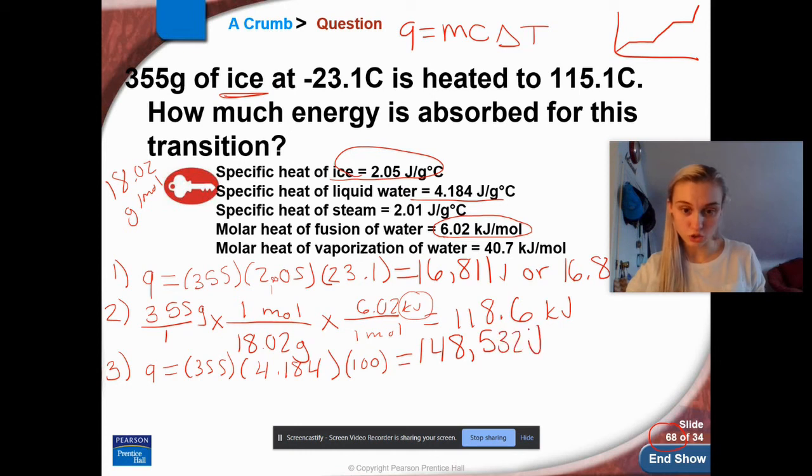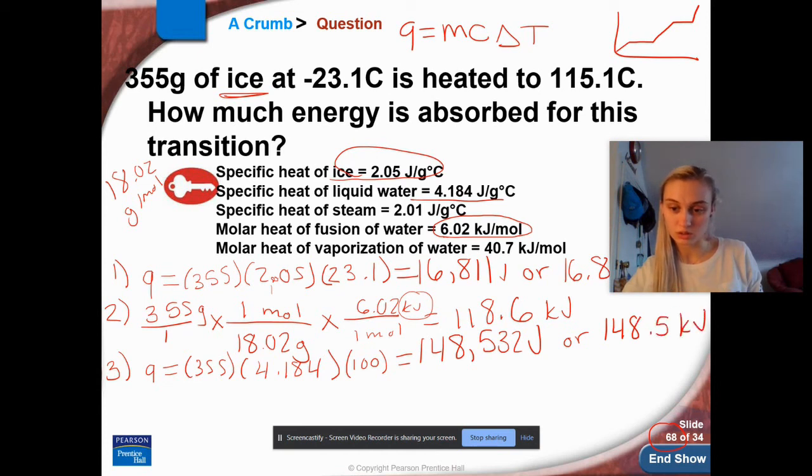148,532. Again, this is in joules because the value of C is in joules per gram degrees Celsius. We want it in kilojoules so that the units are the same. So we're going to divide that by 1,000 to convert from joules to kilojoules. And so we end up getting 148.5 kilojoules for this.